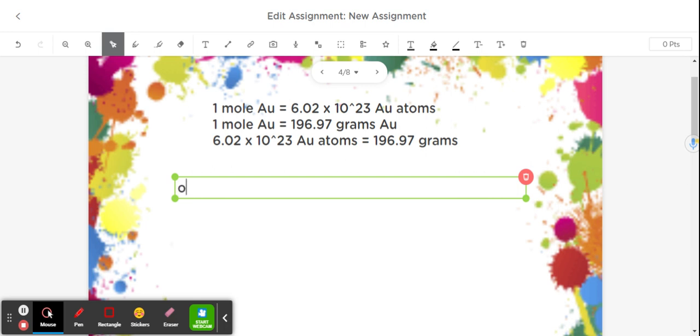Okay, one more problem. How many grams is 1.2 moles of gold, Au? Okay, I'm going to draw my truth table.